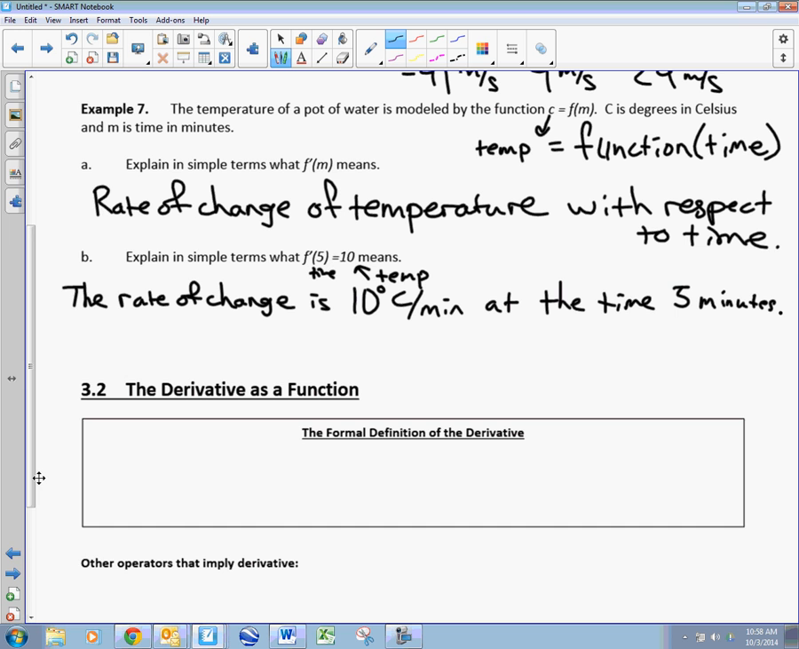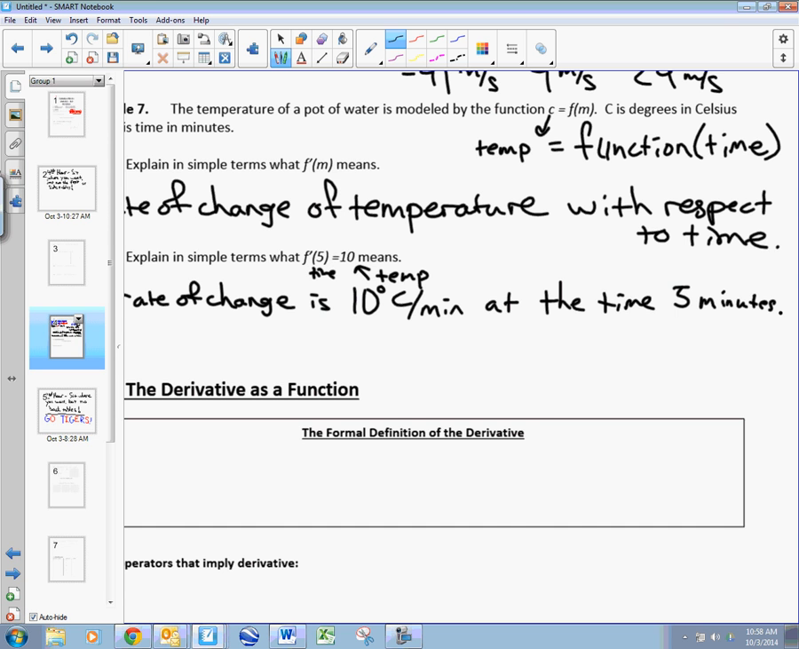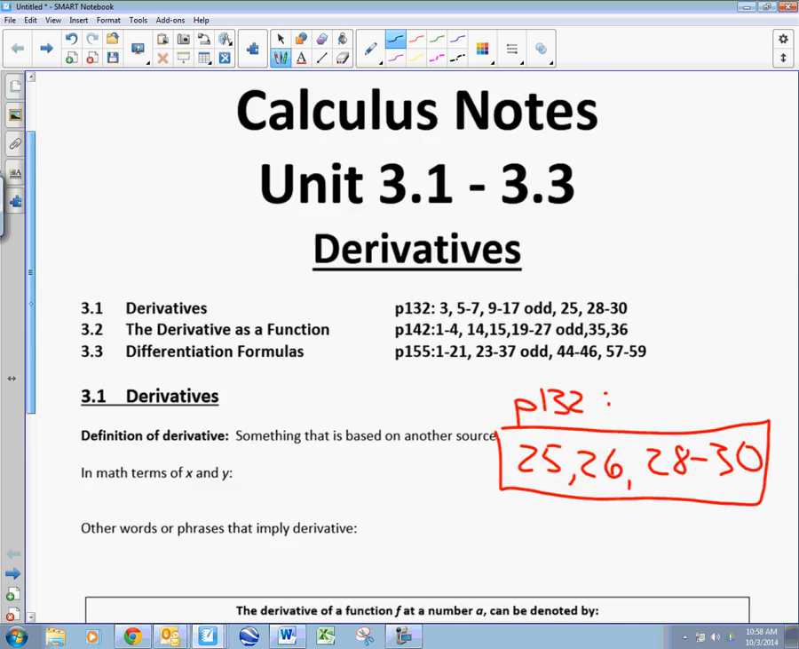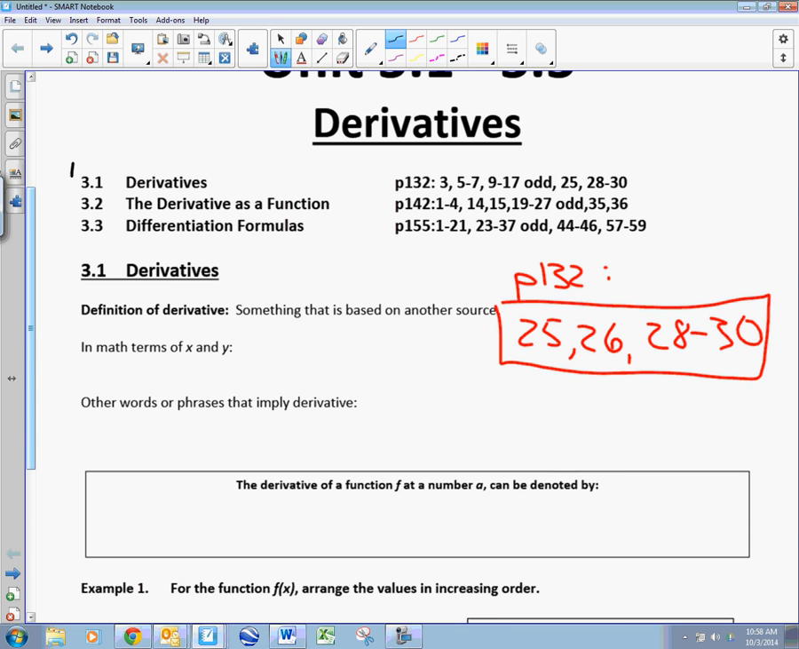Okay. So what I want you guys to do is you have an assignment. I'm simply going to add to your previous assignment 3.1. I now want you to include page 132, numbers 25, 26, and 28 through 30. So there's just 5 problems. There's 2 velocity problems, and then 3 temperature and stuff like that type problems.